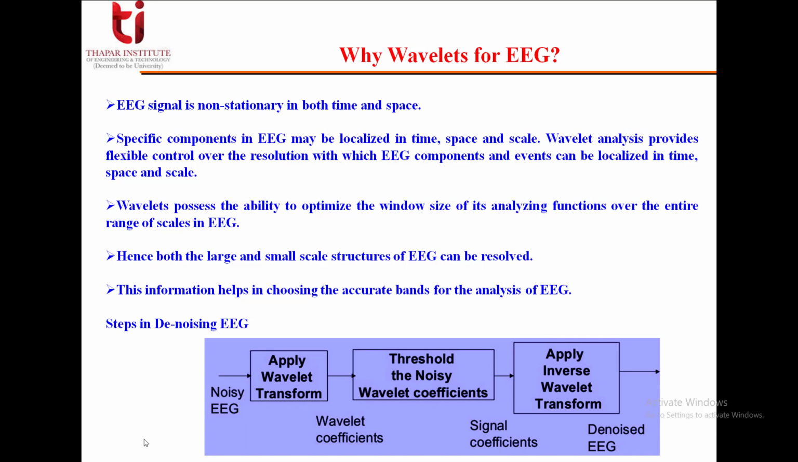So you can see the steps which we use in denoising the EEG signal. Considering a noisy EEG signal, first we apply the wavelet transform. Then after obtaining the wavelet coefficients, we apply the threshold, and then these filtered signal coefficients are converted back to a signal by using the inverse wavelet transform to get a denoised EEG signal.